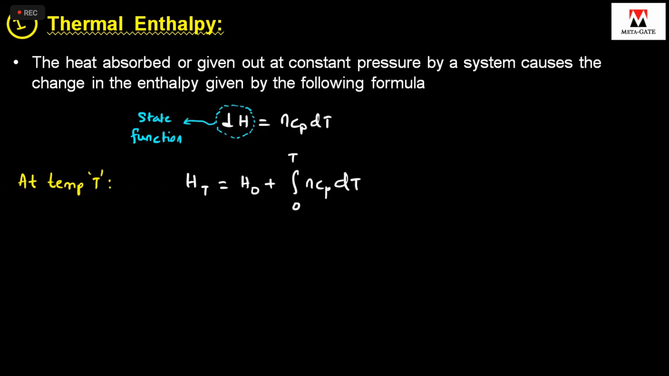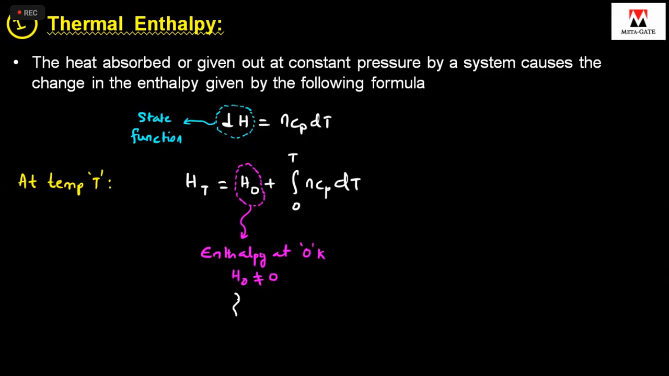What is H naught? H naught is the enthalpy at 0 Kelvin. Does heat exist at 0 Kelvin? Absolutely yes, in the form of potential energy. We saw that in the basics itself. Internal energy consists of translational, rotational, vibrational, and potential energies. And your total heat, which is enthalpy, depends on internal energy, because H is equal to U plus PV. So H depends on U.